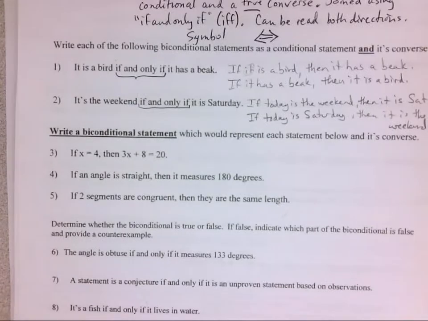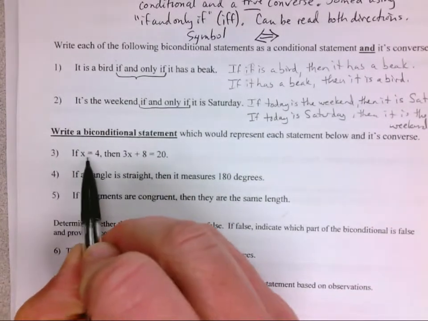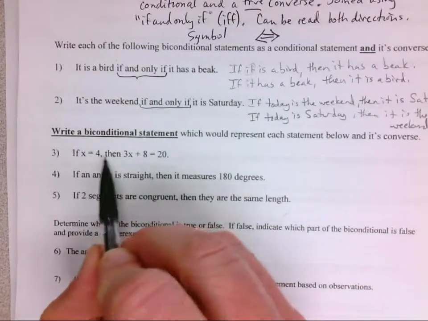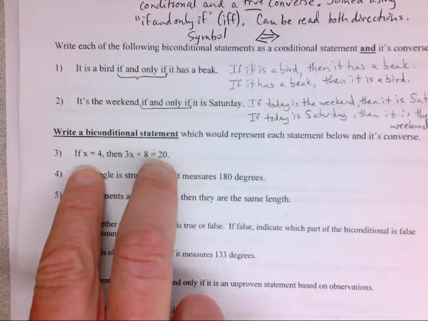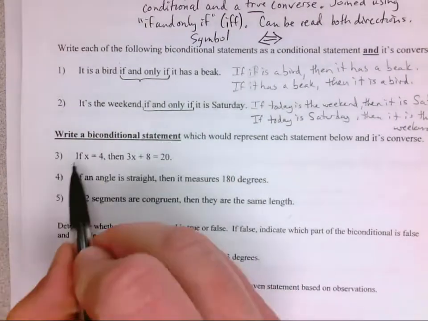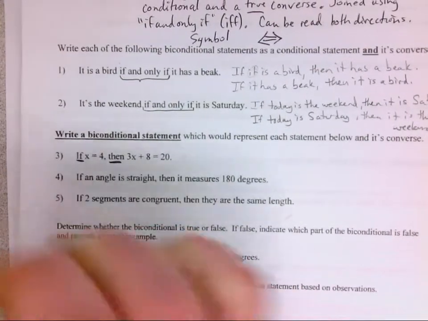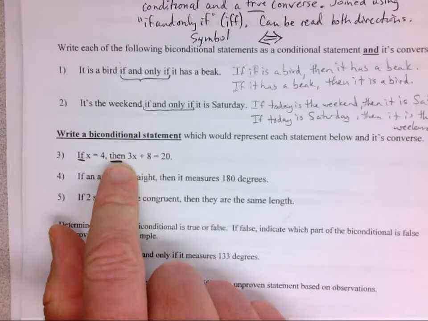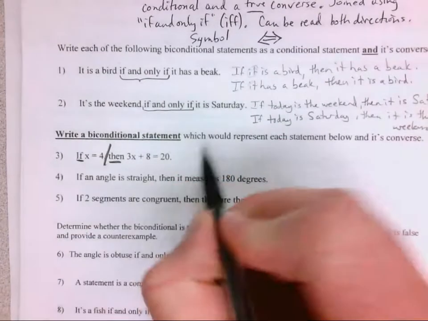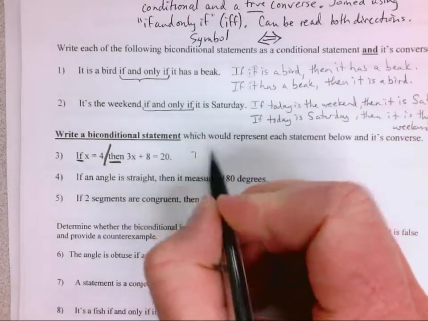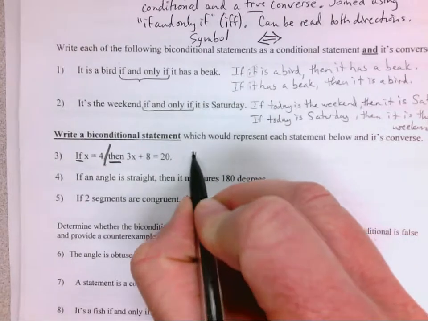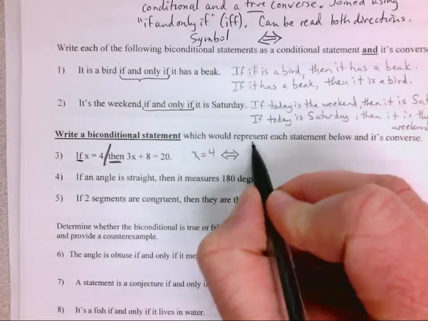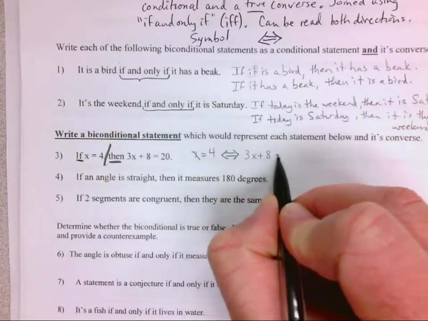So if you think about the converse as kind of being the flip here, think about if you flip it, what gets moved around? Well, if you look at your if-then, so if x equals 4, then 3x plus 8 equals 20. So can we take and divide our sentence here? x equals 4 if and only if 3x plus 8 equals 20.